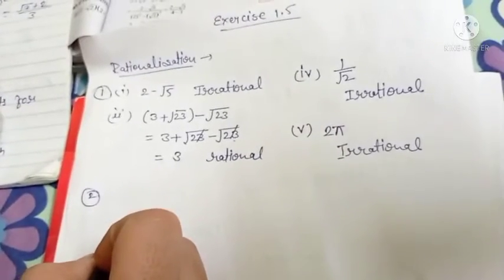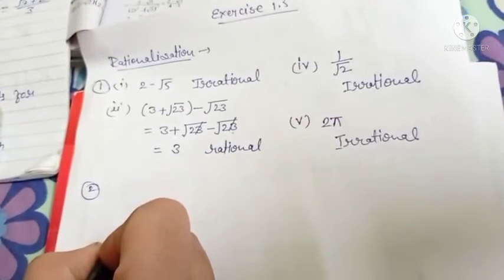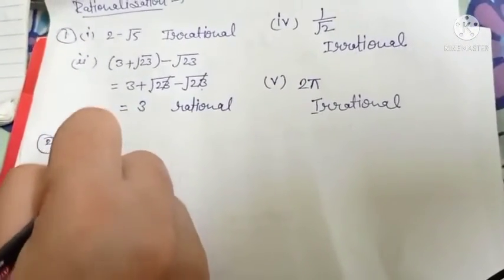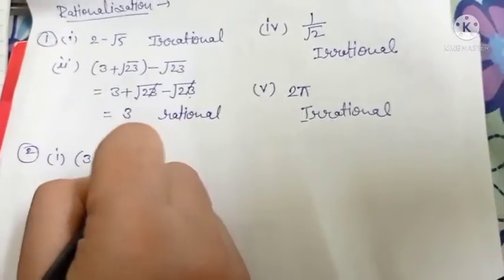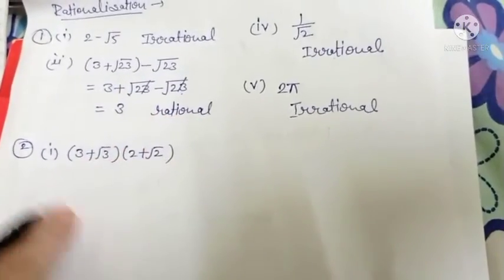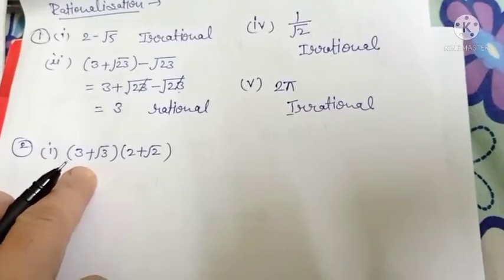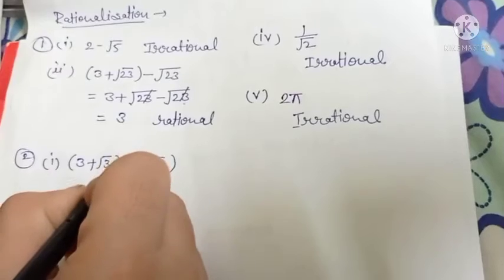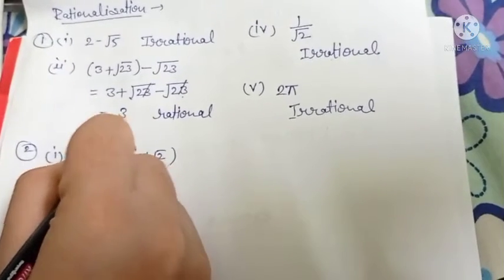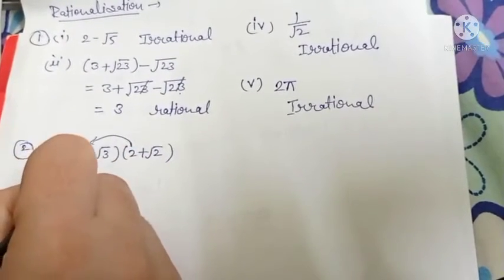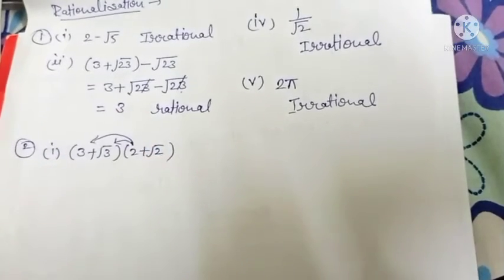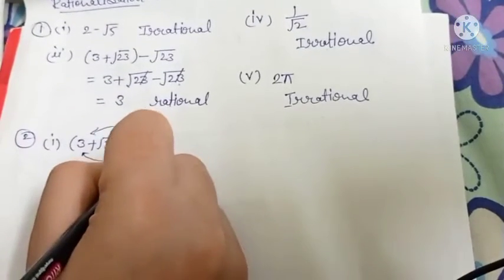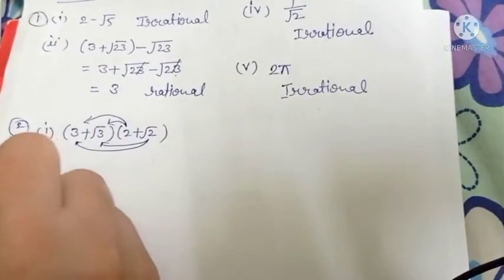Come to the second question. The second question is: simplify each of the following expressions. The first is 3 plus under root 3 bracket 2 plus under root 2. We have to multiply the first bracket by the second bracket. We multiply each term one by one. First we multiply 2 by 3, then 2 by under root 3. Then under root 2 is multiplied by 3 and under root 2 is multiplied by under root 3.